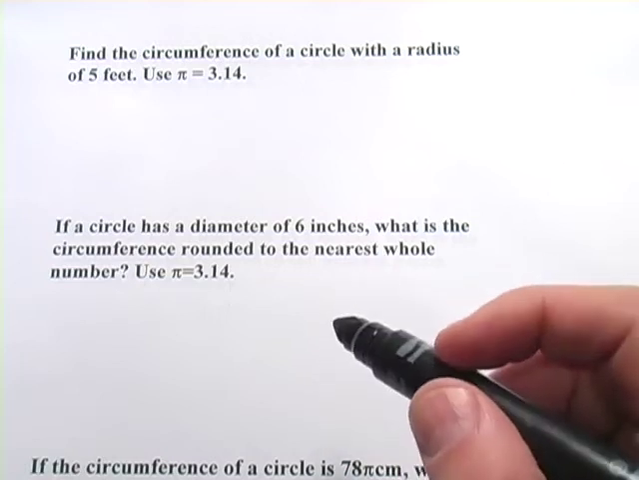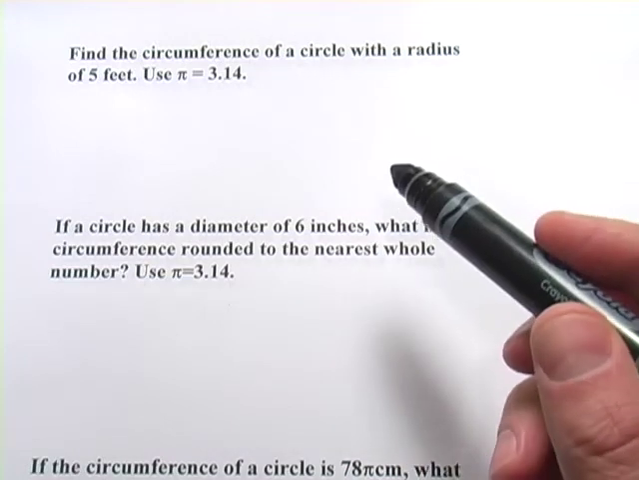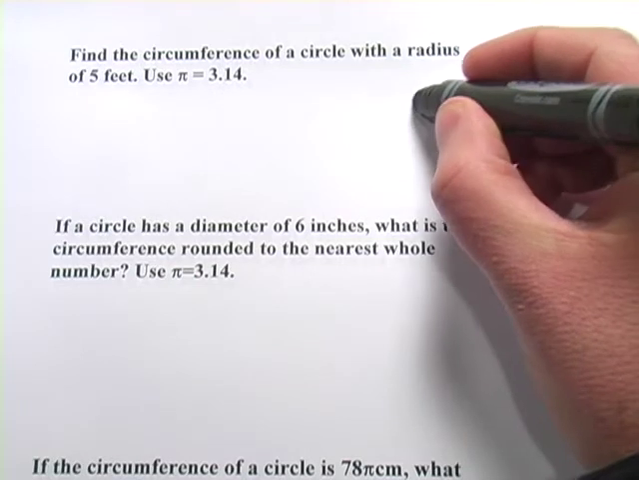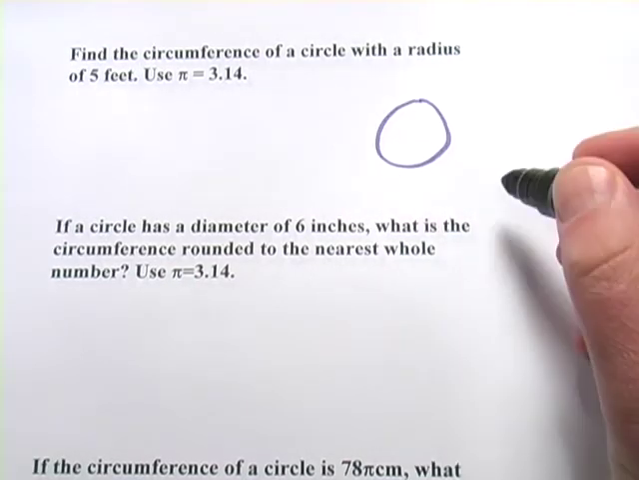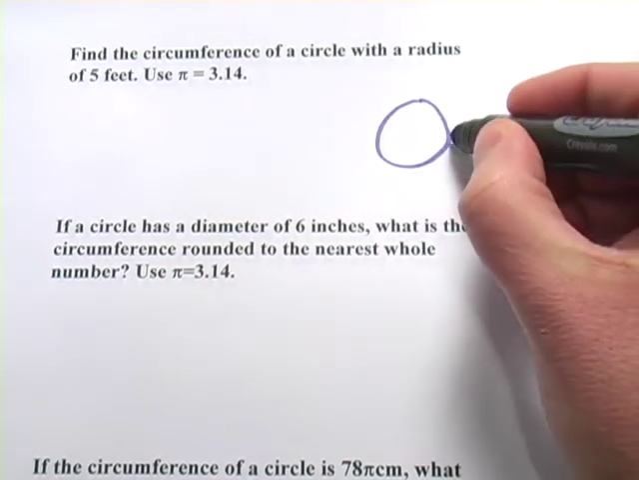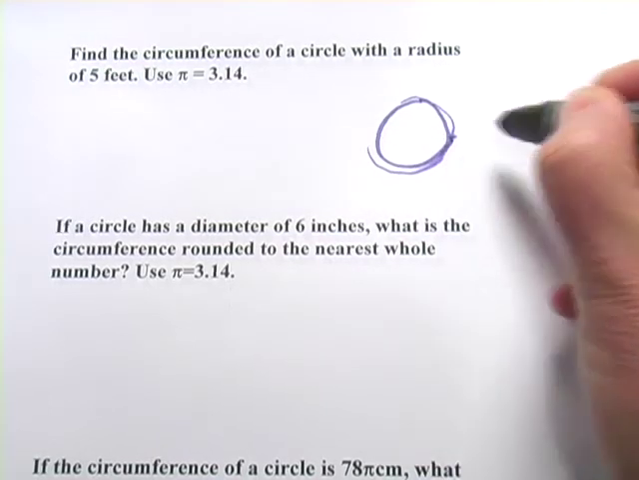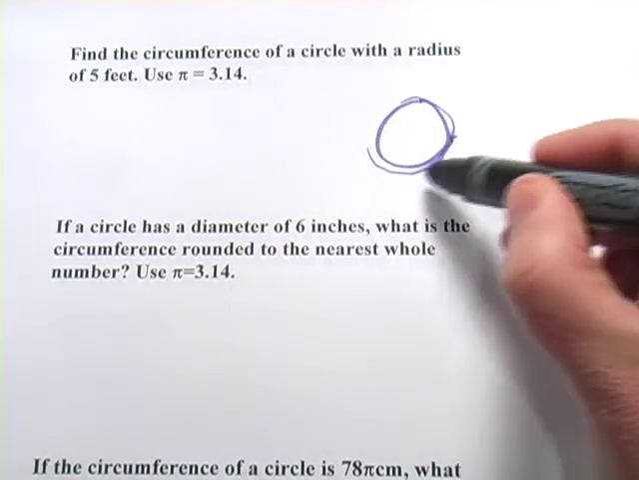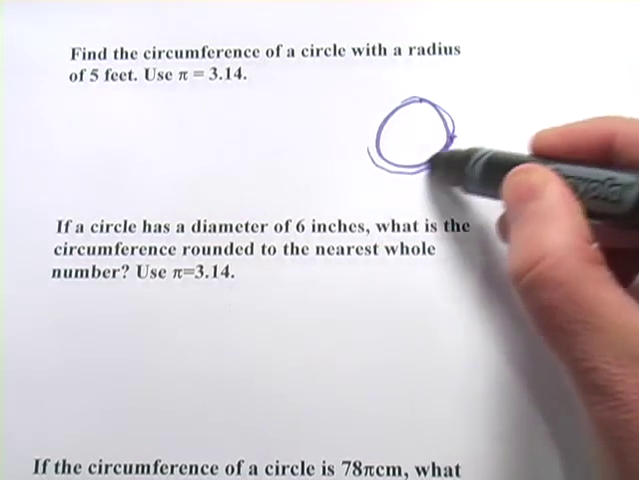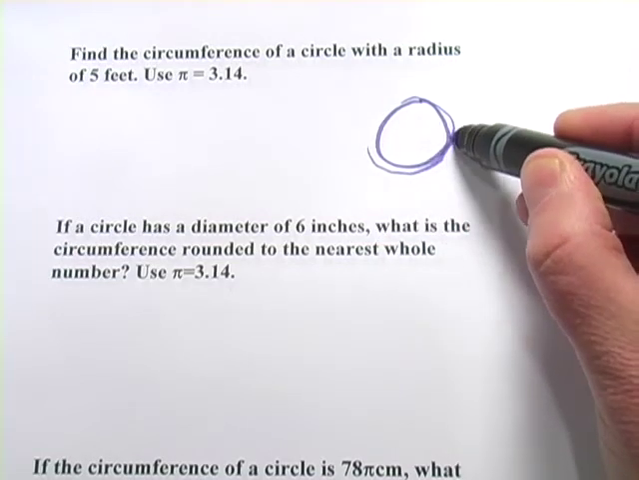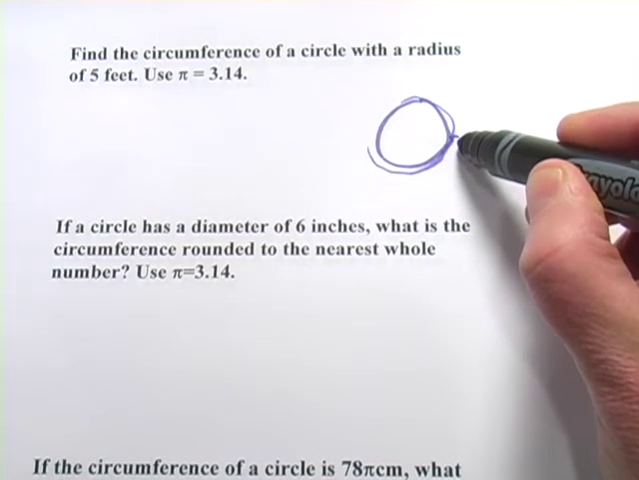Here we're dealing with some problems that involve the circumference of a circle. And in case you need a little refresher on that, the circumference is the distance all the way around the outside. So if you started here and you went all the way around back to where you started, the circumference would be that distance. If you were walking, it would be that distance you walked from one point in the circle all the way around to the same point again.